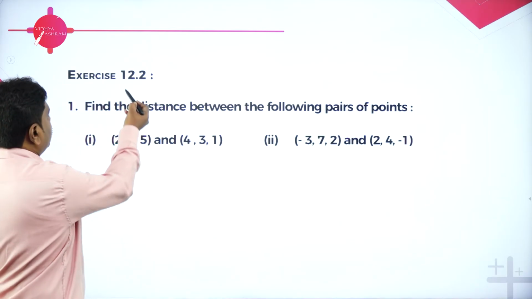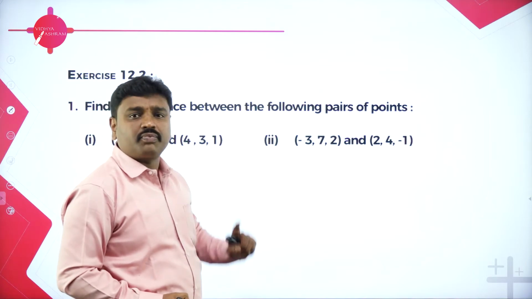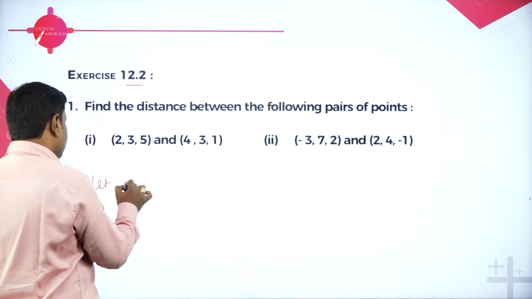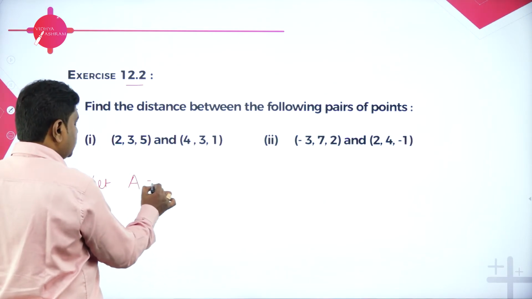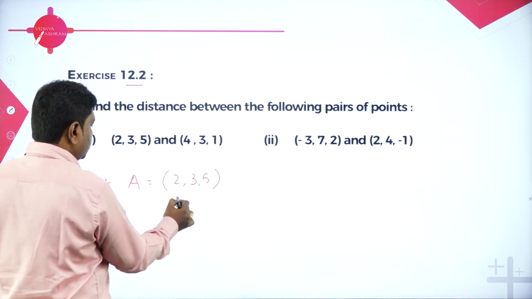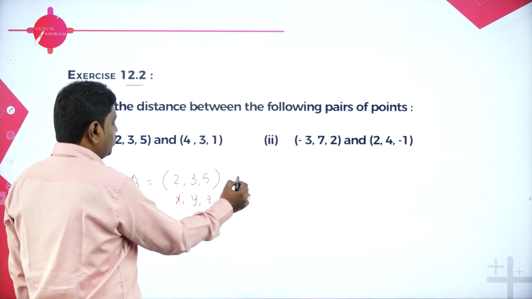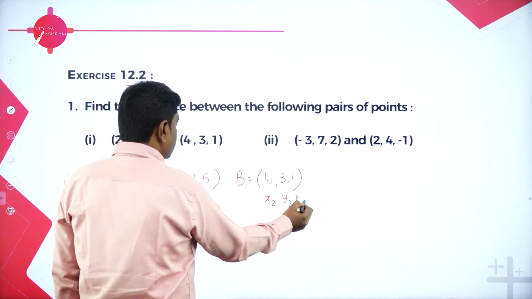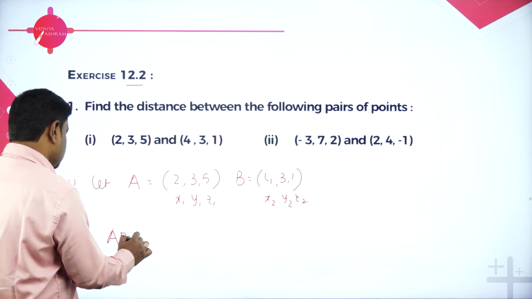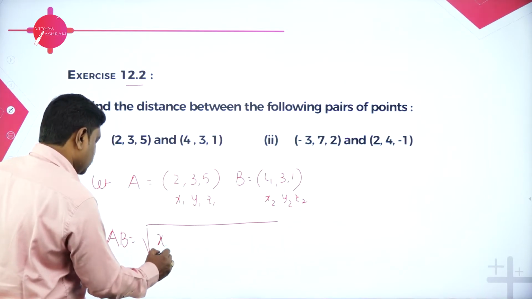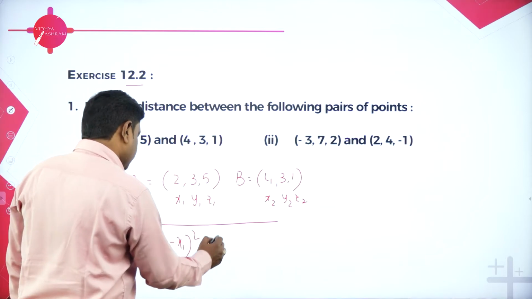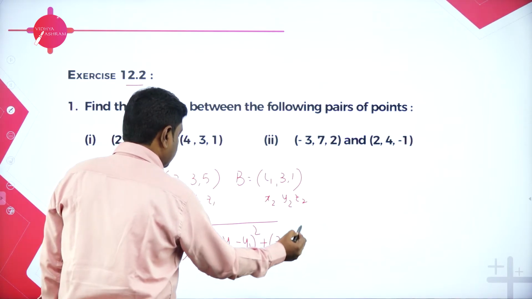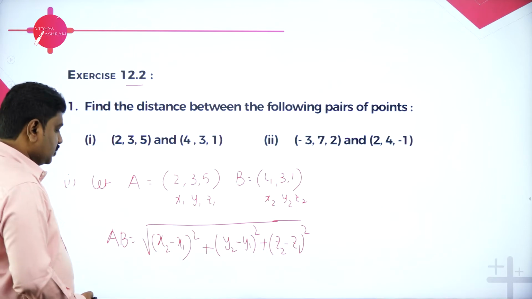Now we'll start with exercise 12.2. Find the distance between the following pair of points. The first pair they gave is 2, 3, 5 and 4, 3, 1. Let us solve the first problem. A is equal to 2, 3, 5, which I call x1, y1, z1. And B is the second point, 4, 3, 1, which I call x2, y2, z2. Now you find AB, the distance between A and B, that is root of x2 minus x1 the whole square, plus y2 minus y1 the whole square, plus z2 minus z1 the whole square.